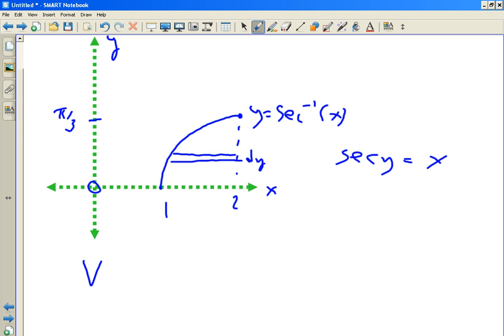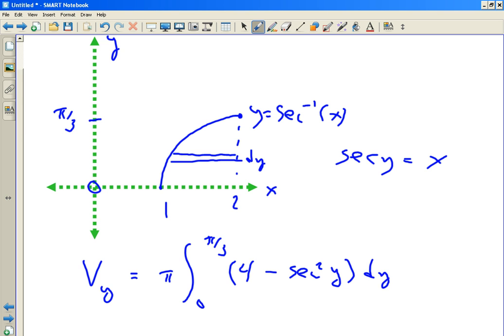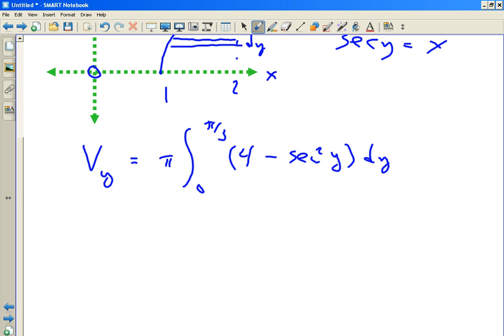Okay, so the volume about the y-axis is pi big R. What's big R squared? I want the integral from 0 to pi over 3 of big R squared, which is 4, right? Minus little r squared, secant squared of y, times the thickness of each of the disks, dy. Can you do this analytically? Yeah. The antiderivative of 4 dy is just 4y.